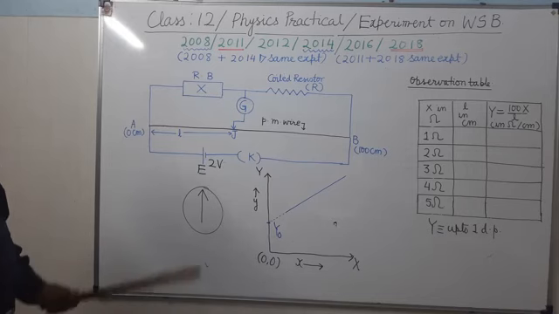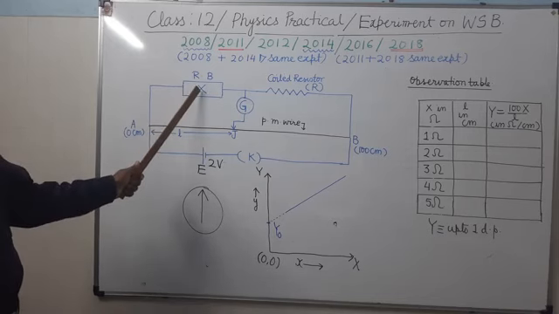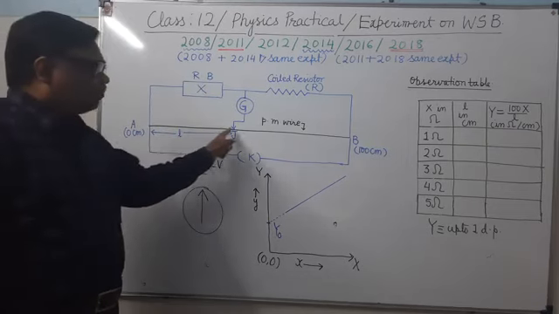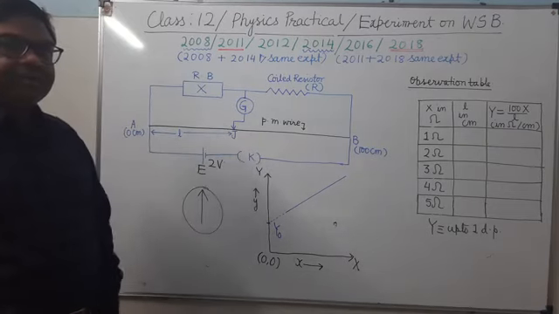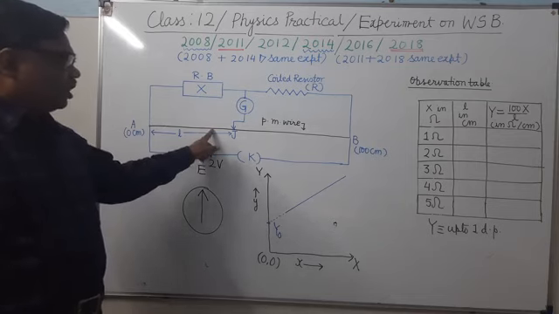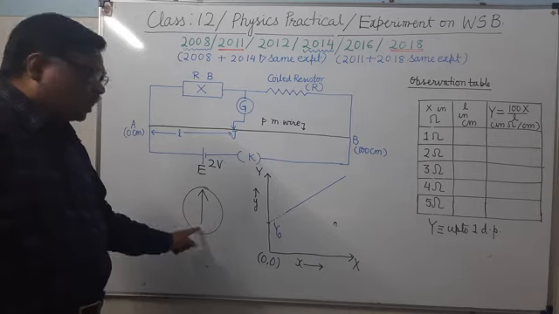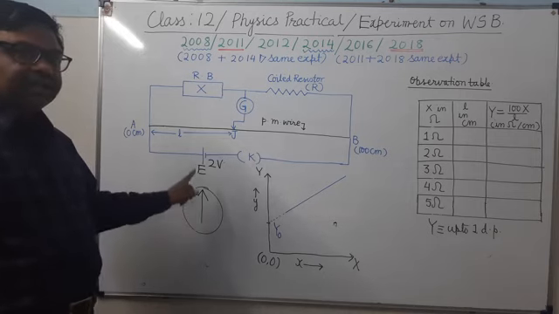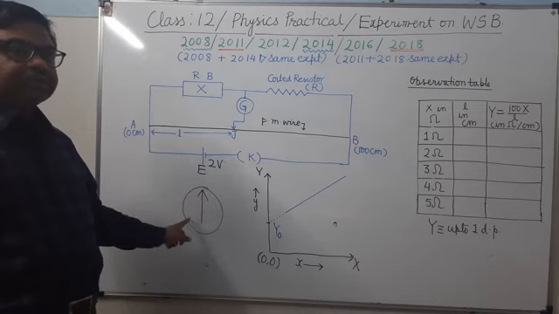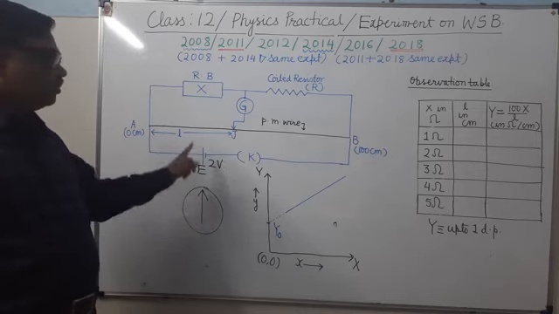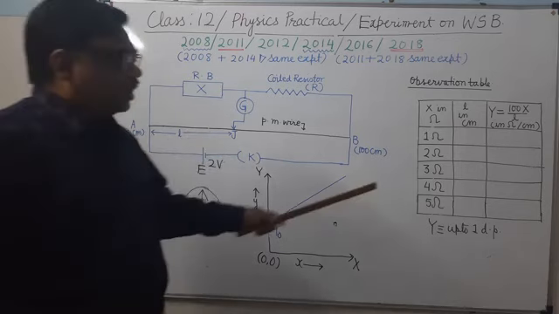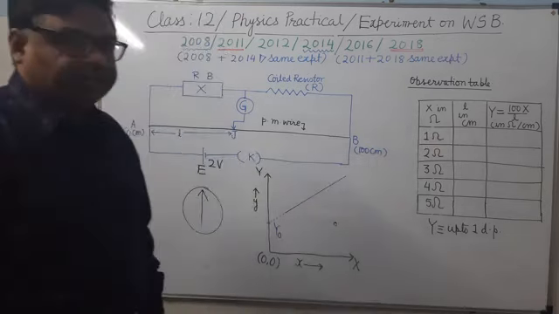How will you do it? You introduce 1 ohm resistance here. Touch the jockey at different points of the potentiometer wire and find that point at which the needle of the galvanometer is like this, means it is in the undeflected position. It is at 0. That will be the null point. You record that much distance, that will be L. Here it will be written.